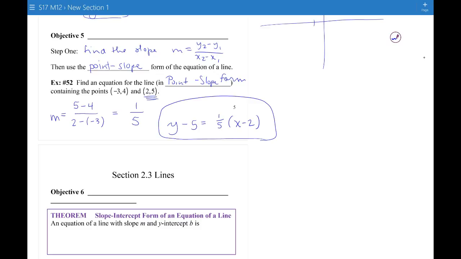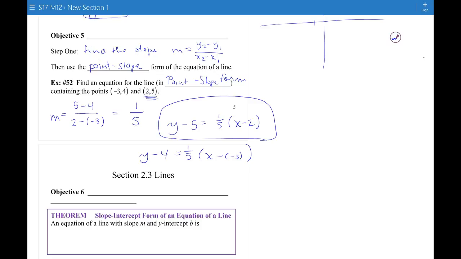Note that if I had used the other point, I would still get the same equation of the line. You can't have two different equations for the same line. They might look different, but they're algebraically equivalent if they're talking about the same line.